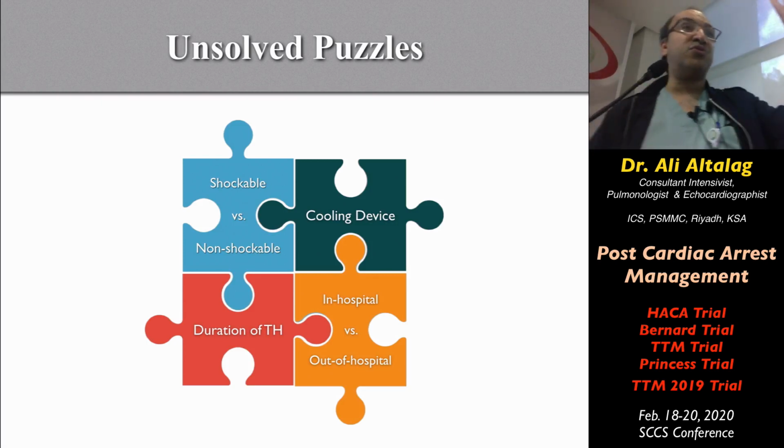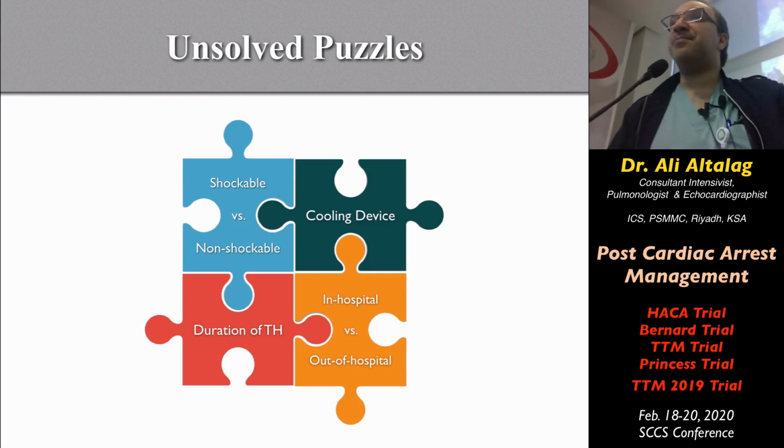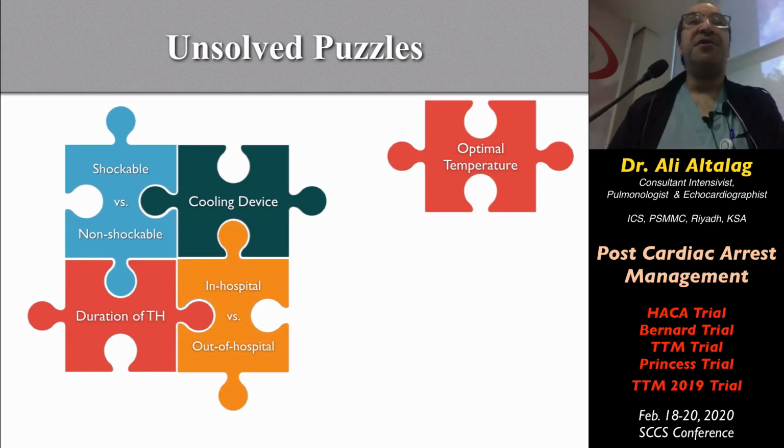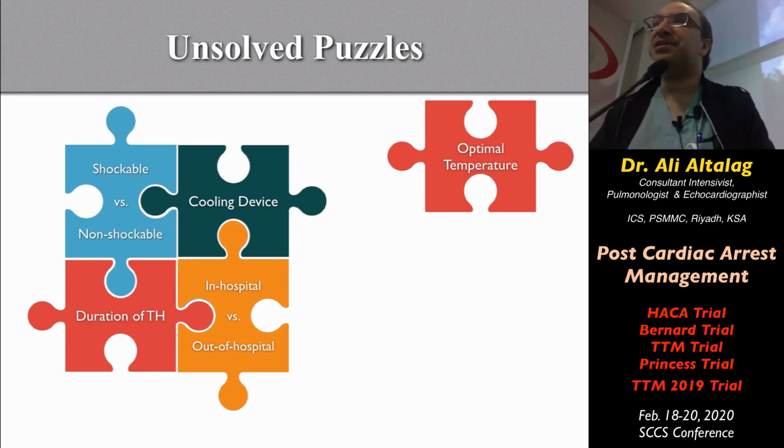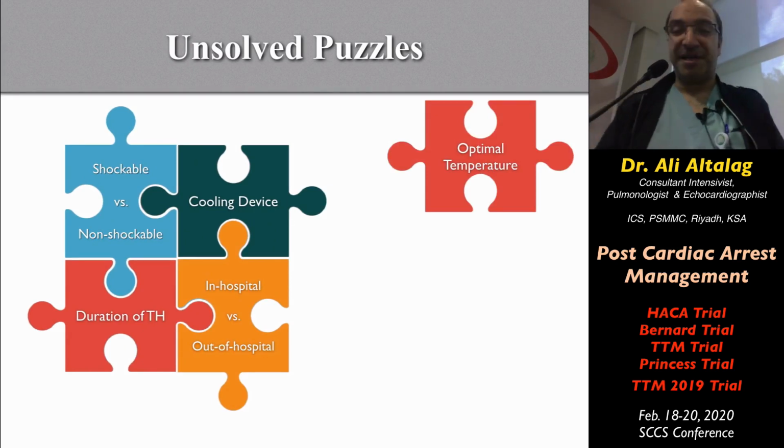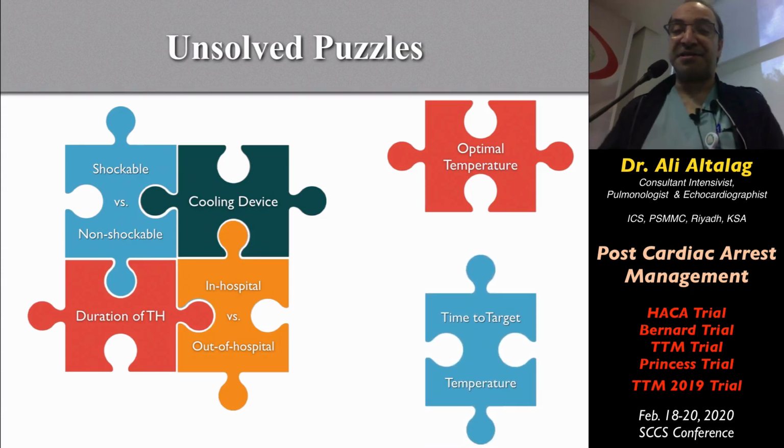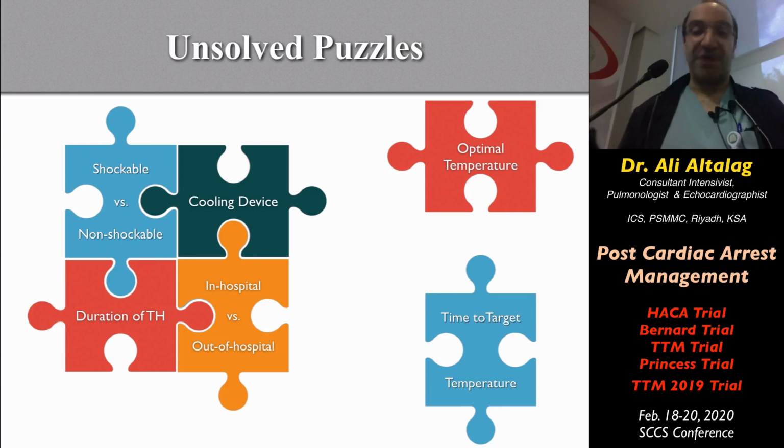But we forgot two very important variables that we should really consider. What is the optimal temperature during therapeutic hypothermia? And the second thing is time to target temperature, okay?